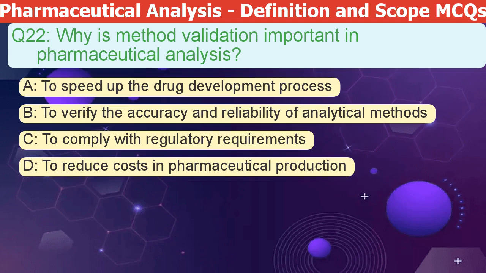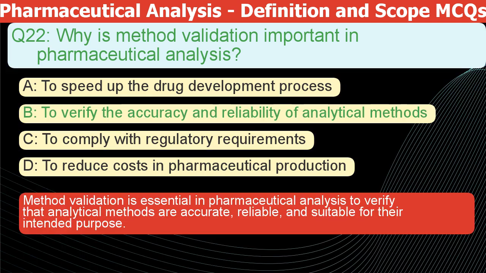Why is method validation important in pharmaceutical analysis? A. To speed up the drug development process. B. To verify the accuracy and reliability of analytical methods. C. To comply with regulatory requirements. D. To reduce costs in pharmaceutical production. The correct answer is B. Method validation is essential in pharmaceutical analysis to verify that analytical methods are accurate, reliable, and suitable for their intended purpose.